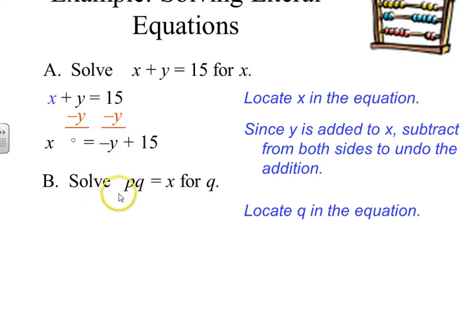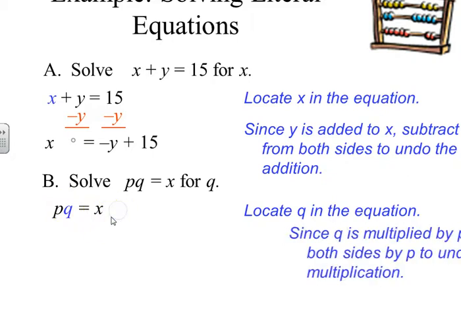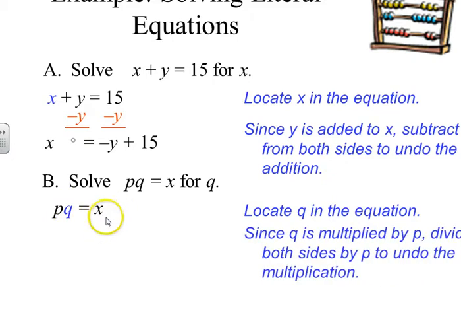Okay, so let's do another one here. We have p times q equals x, and here we have to solve for q. So first thing we want to do is to identify the q, locate where the q is, and what we are doing to the q. In this case, it's only one step. We are multiplying q by p. So again, we have to do the inverse, which is to divide by p on both sides. And then we have q is equal to x divided by p. Again, here we have to assume that p does not equal 0.